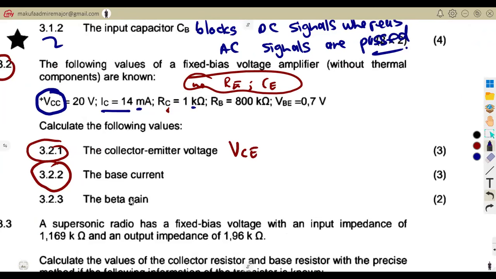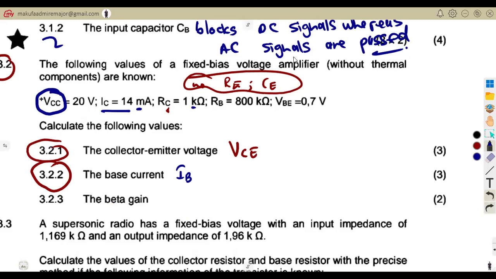The base current, IB, in that case, we need the base current. If we were given IC and the gain, we would use that, but we do not have it. They want you to calculate the beta gain later on. So to have IB, there's no way. Let's find a formula.